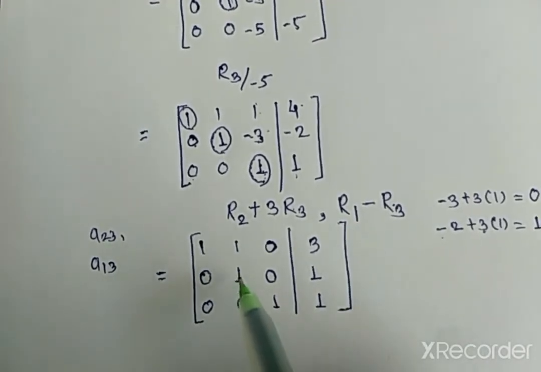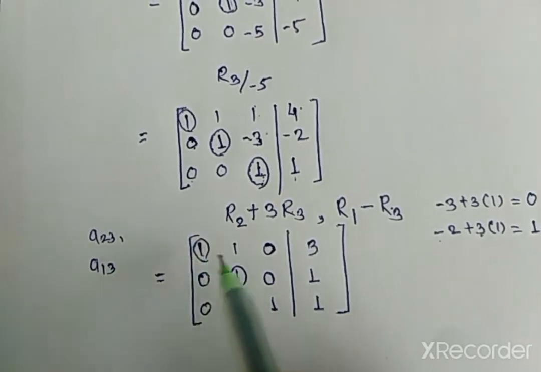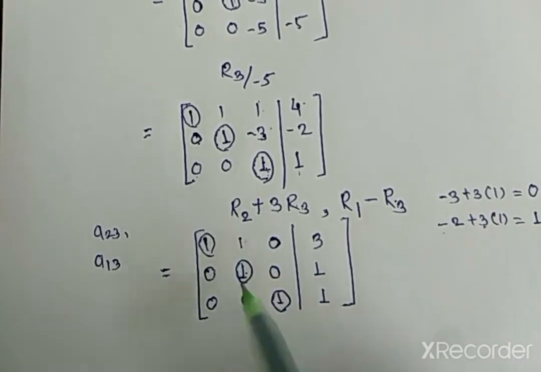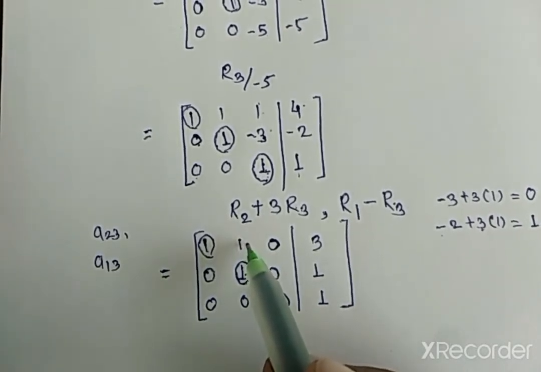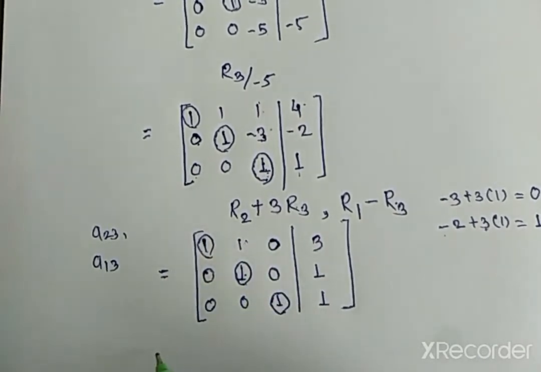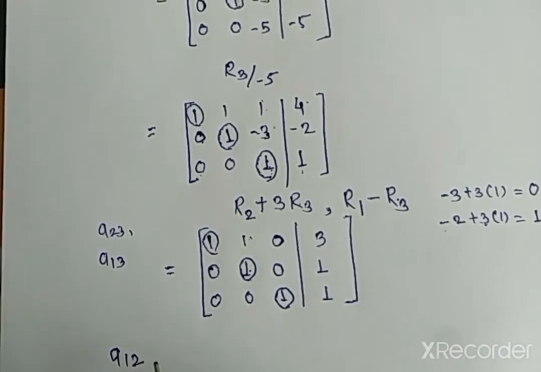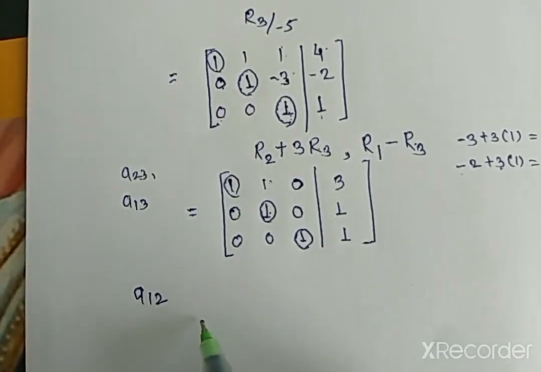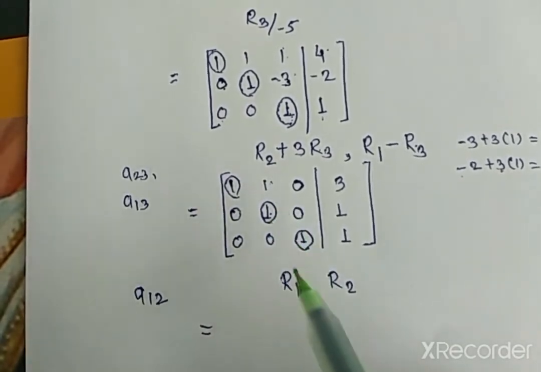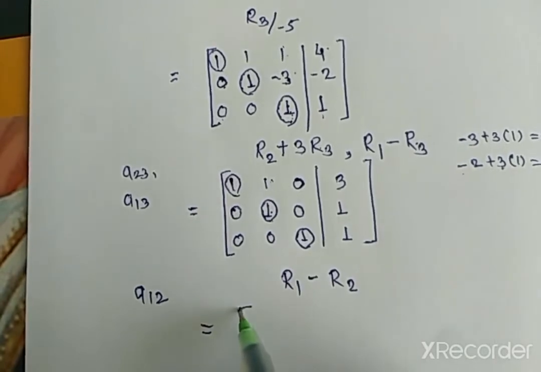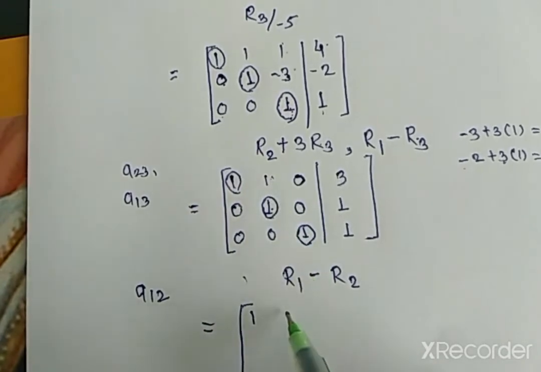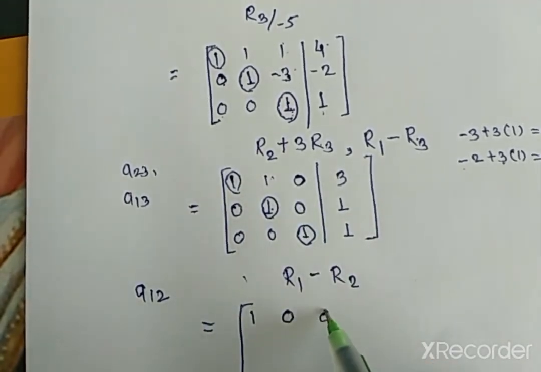Now we have to make a 0 at the position above this leading one. So here we have a row operation between R1 and R2. We have to make a 0 at position A12. Our row operation is R1 and R2, and here both are 1, so we directly subtract R1 and R2. So we get 1 minus 0 is 1, 1 minus 1 is 0, 0 minus 0 is 0.